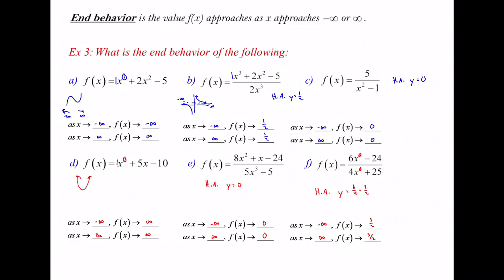So that's the end. You have end behavior and continuity there. Make sure that as you're doing your end behavior, you check whether it is a polynomial or a rational where you have to check the horizontal asymptote.